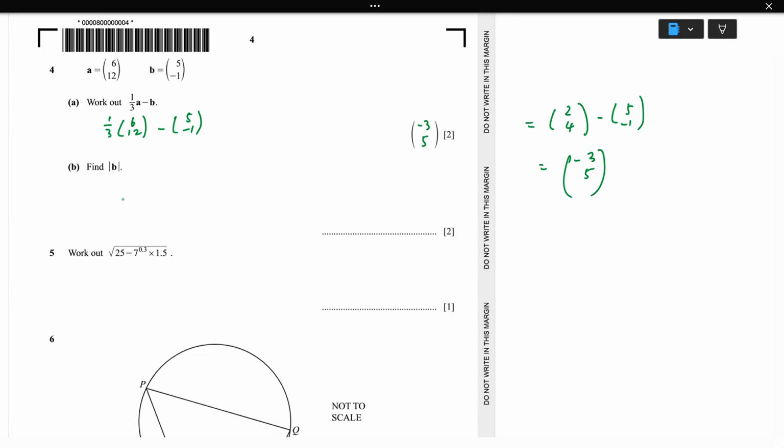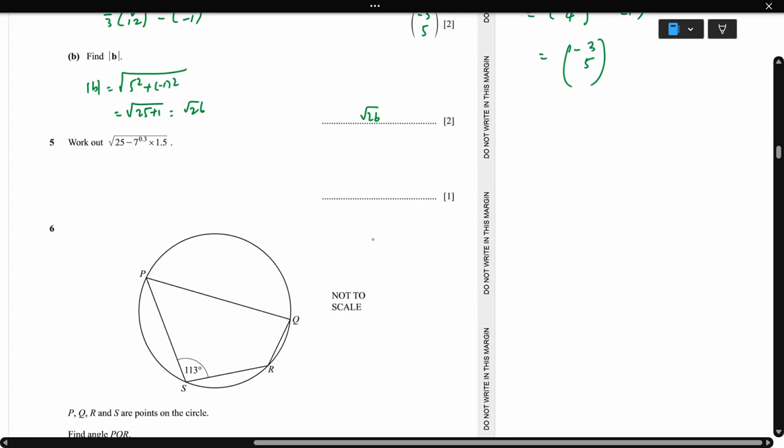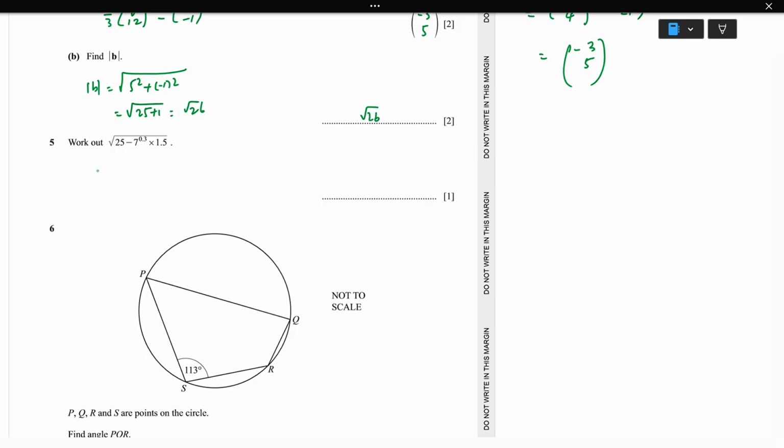The next part: magnitude of B. B is (5, -1). So the magnitude of B equals the square root of 5 squared plus negative 1 squared, which is the square root of 25 plus 1, which is the square root of 26. So the answer is the square root of 26. The next question, there is no working needed, just enter the values into the calculator and you will get 4.7234, which rounded to 3 significant figures is 4.72.